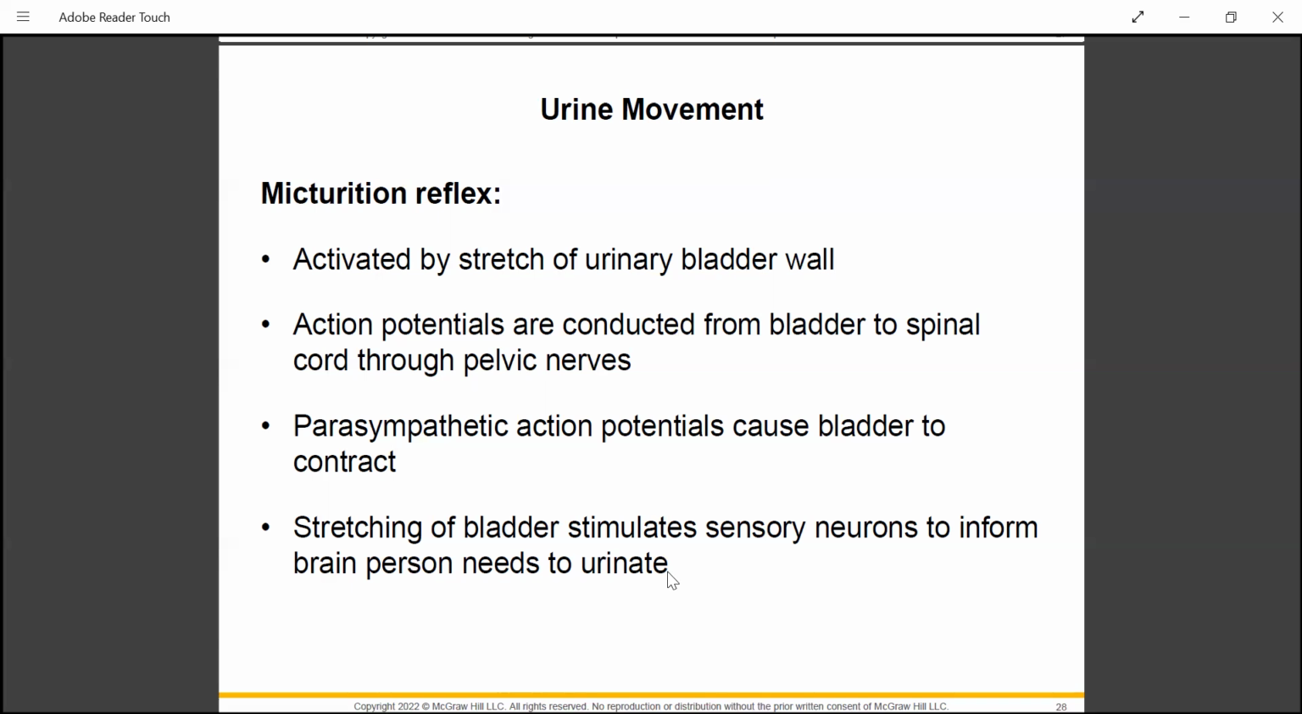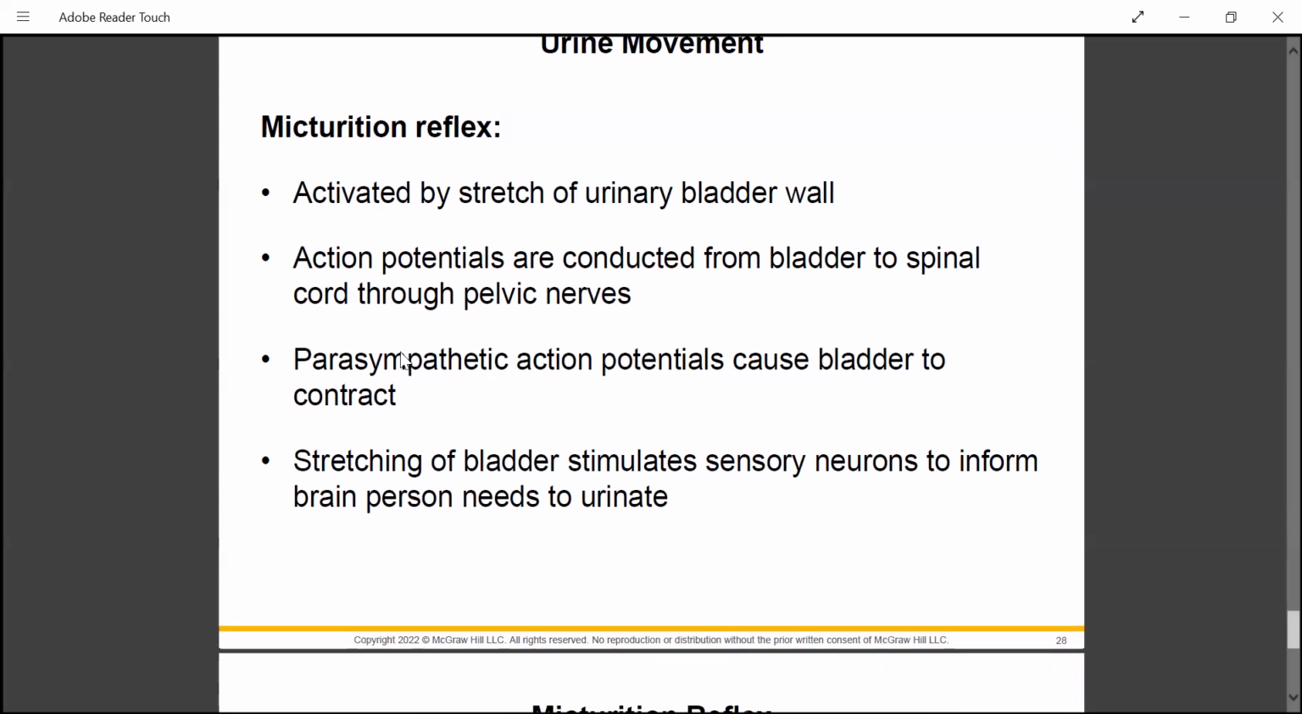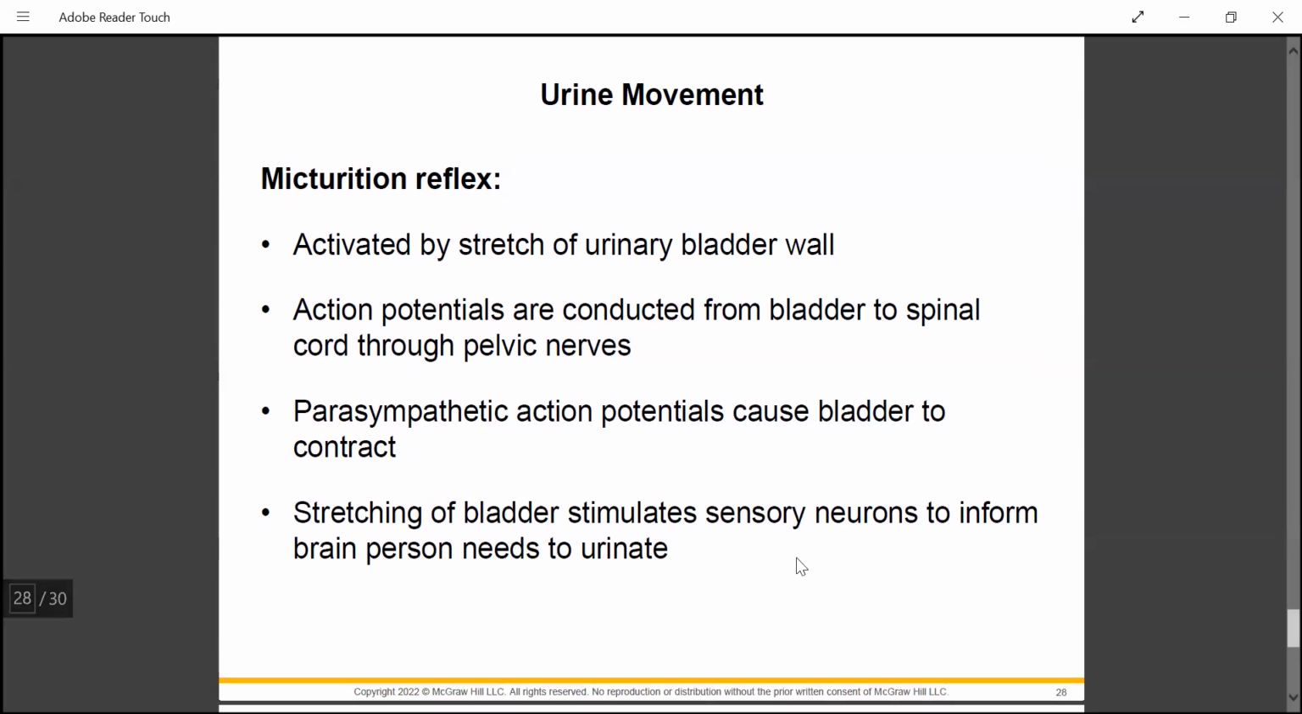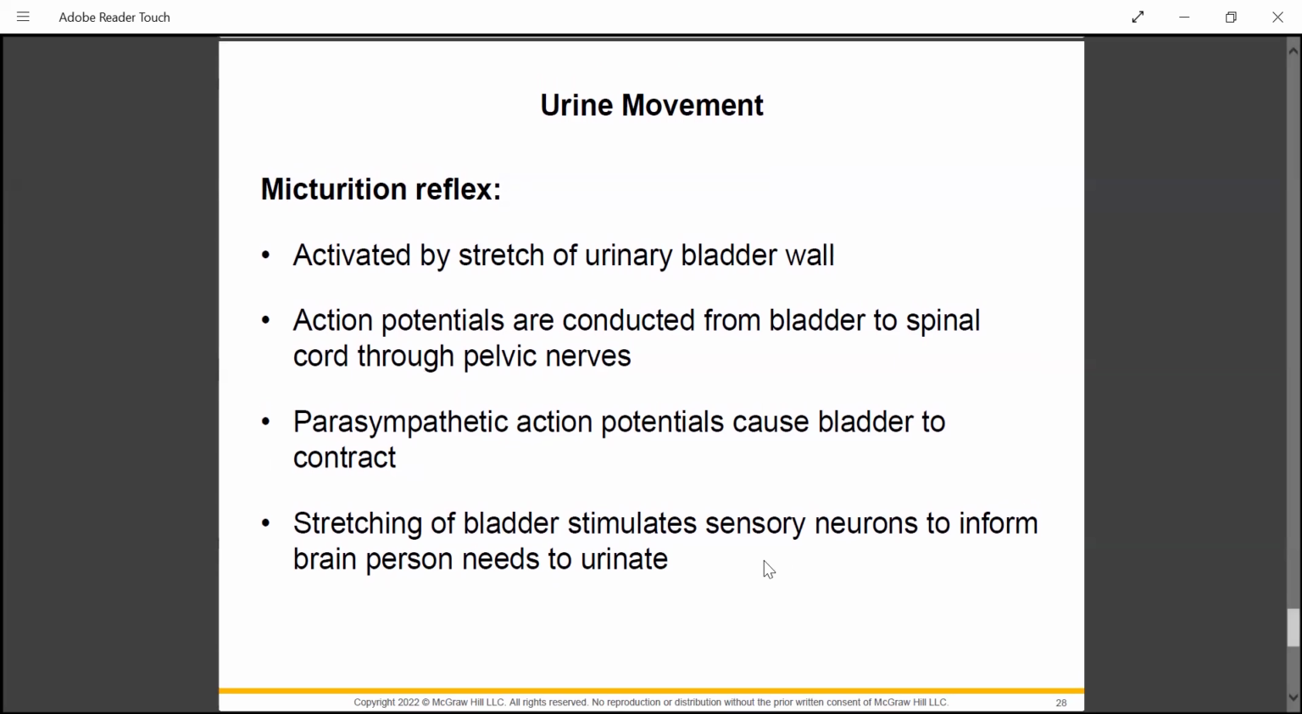We're now going to get increased parasympathetic input. Remember, that's rest and digest. So parasympathetic action potentials will cause the smooth muscle of the bladder to contract. So that's how we kind of push the urine out. And that stretch reflex also stimulates sensory neurons in the brain that gives us that feeling of the need to urinate.